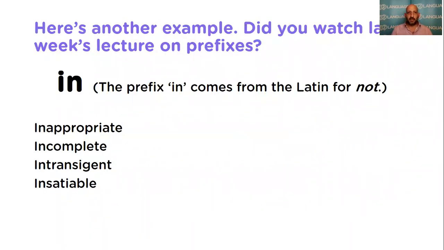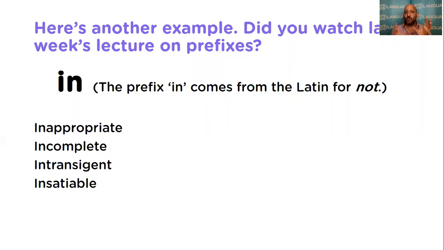Now, some of you, I hope most of you or all of you, would have seen what I'm referring to in this next example, and that is Jamal, my colleague, did a lecture on prefixes. Now, there are all sorts of different prefixes, but it is the in- prefix I want to talk about. In- comes from Latin meaning not. So, four examples for you here are inappropriate, incomplete, intransigent, and insatiable.